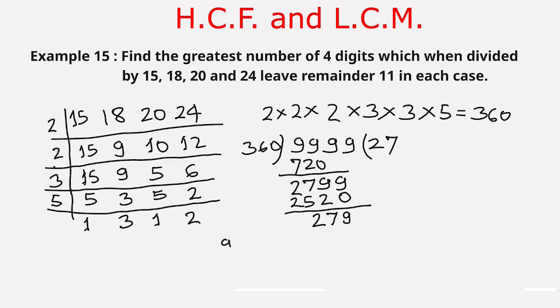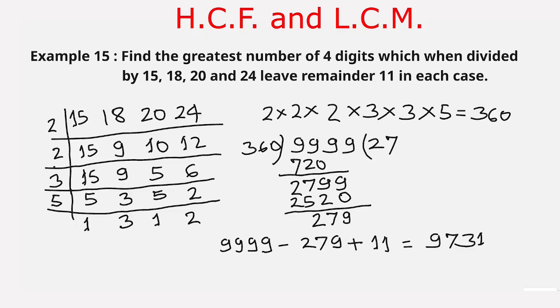Step 3 is greatest 4-digit number 9999 minus 279, the remainder when divided by the LCM, plus the remainder given in the question, which is 11. So this is equal to 9731. This is that greatest 4-digit number 9731, which when divided by 15, 18, 20 and 24 leaves remainder 11 in each case. I hope you have understood all the steps of solving such type of questions.